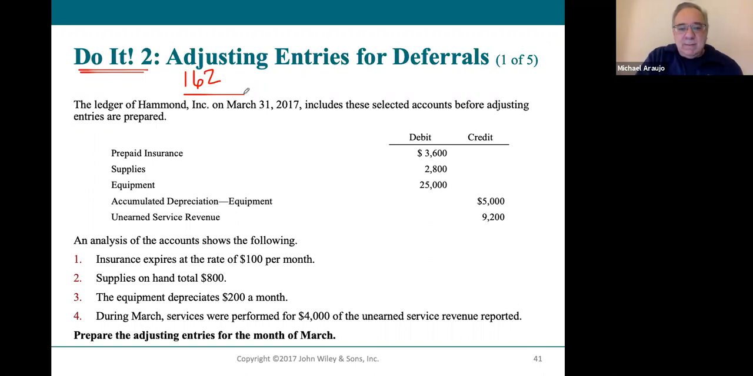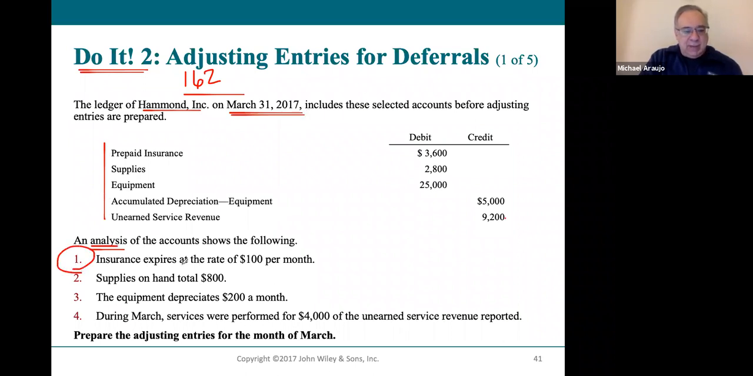It repeats. So we're at the end of March for Hammond. This is what their trial balance looks like. They have a $3,600 balance in prepaid. They have $2,800 in supplies. Obviously, they have equipment that has depreciated some already. And they have unearned service revenue of $9,200. They did an analysis. They had to double check everything at the end of March to make sure they have everything. And look what they found.